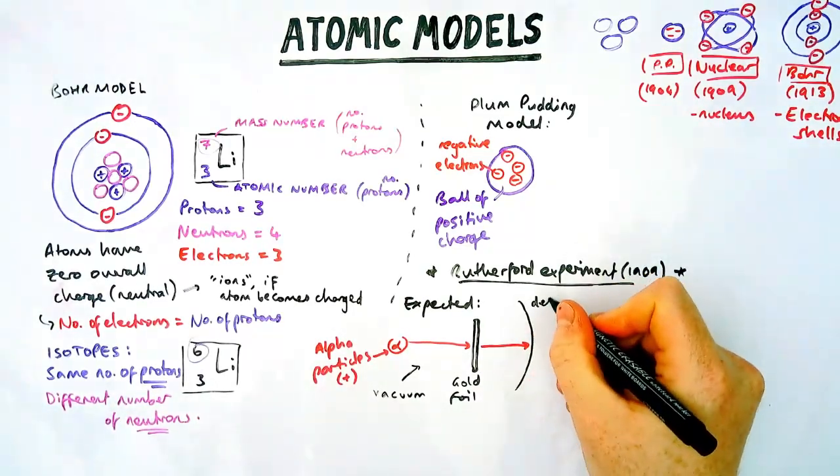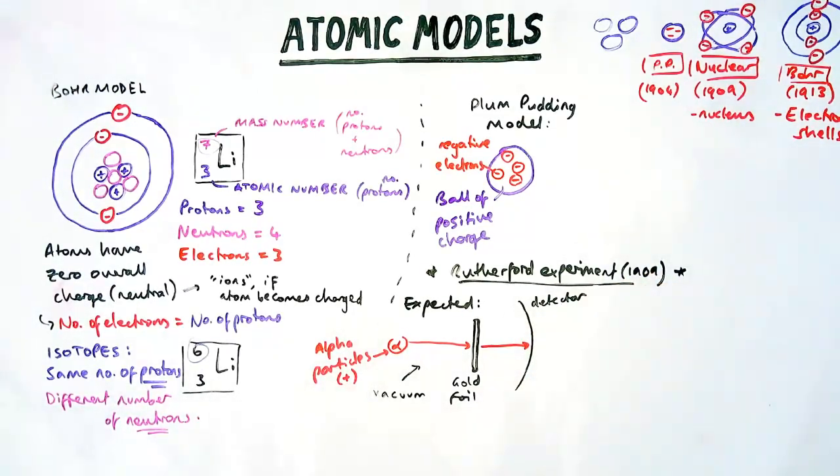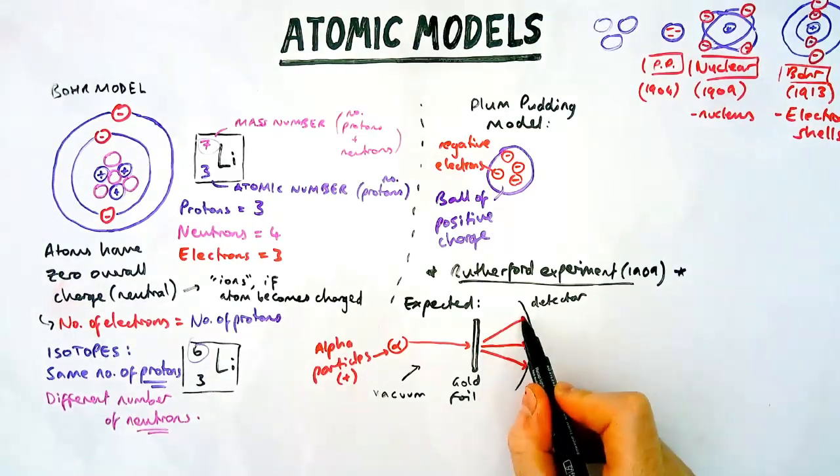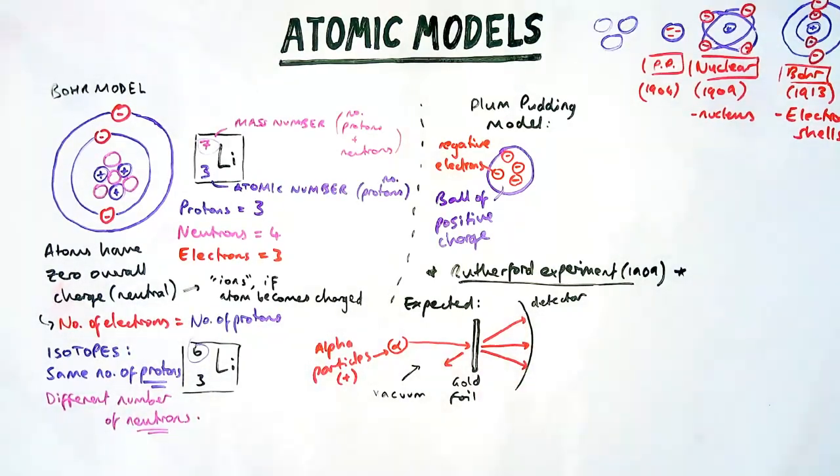Now, what he found out was that instead of going all the way through, some of them bounced back at different angles. So let's have a look at why this might have happened. If we look zoomed in on the nucleus of the atoms, which turned out to be what the atoms were like, as the alpha particles went close, those that were close enough to the nucleus were deflected by a force from the nucleus. Now, that force was responsible for the alpha particles changing direction.